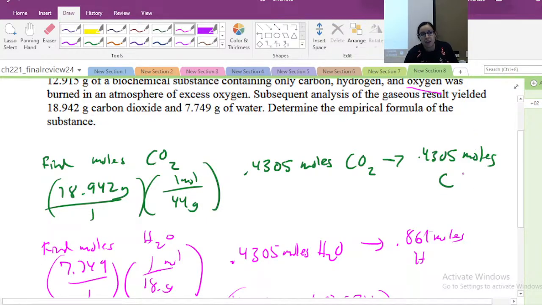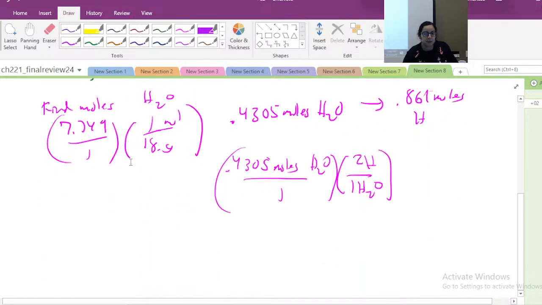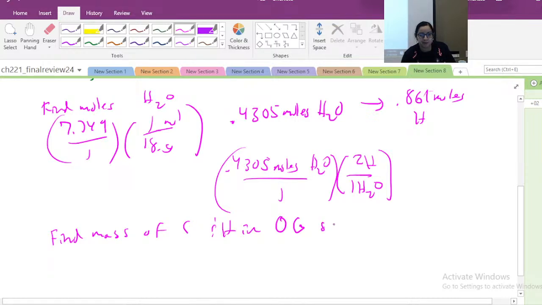We want to figure out how much is in the original sample. But we found that in moles. We said we had 0.4305 moles of carbon in our original and 0.861 moles of hydrogen in our original. So let's convert that to mass, and then we'll figure out how much of this was oxygen. So find the mass of carbon and hydrogen in the original sample.